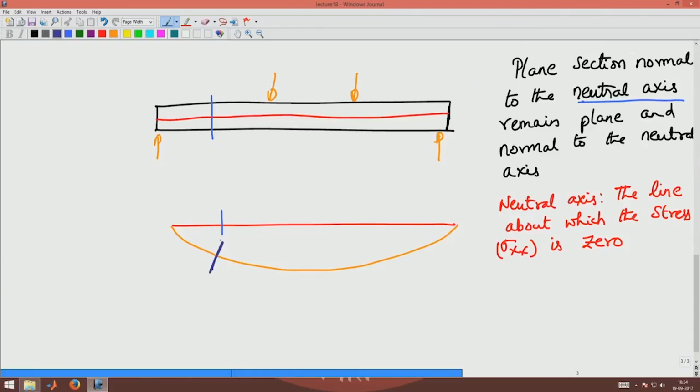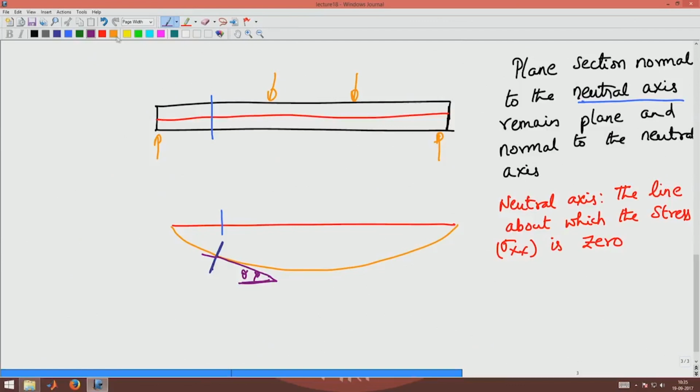So, the tangent to this line at that point, let us say makes an angle theta with the horizontal, measured in the clockwise direction. This is theta, measured in the clockwise direction. Let us zoom in here and draw an exaggerated figure.